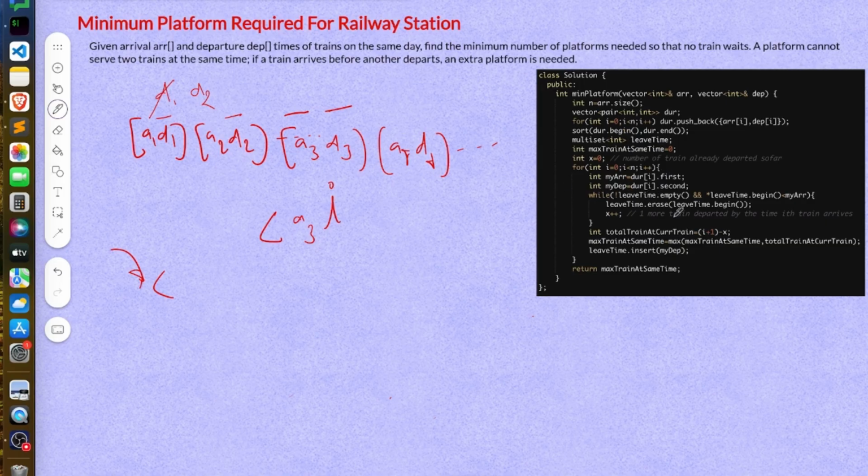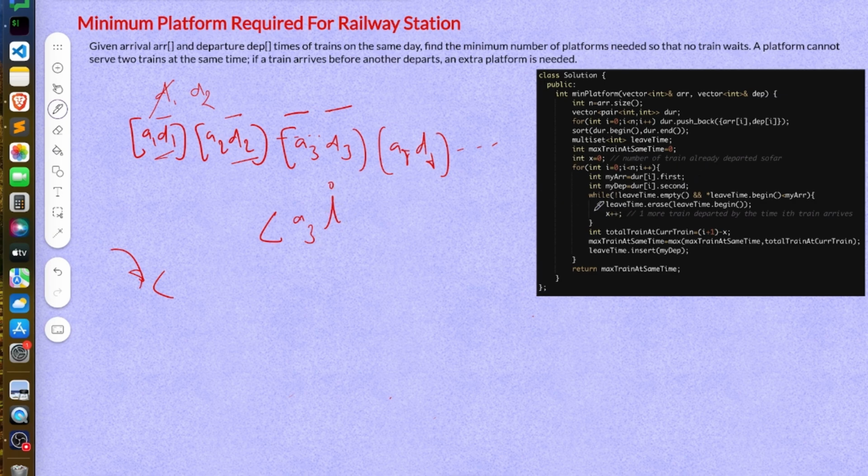While this multiset is not empty, and one reason I have used a multiset is because the departure time could be duplicate also, right? It's possible that two trains depart at the same time. Since we want all the numbers in increasing order as well as to handle the duplicate values, that's why I've used a multiset here. If the problem says that all the departure times are unique, then you can use a set also, it's okay. Then what I'm doing here: while this multiset is not empty and while its first value is less than my current arrival time, just keep on removing these. So it will essentially remove all the departure times which are less than my arrival time.